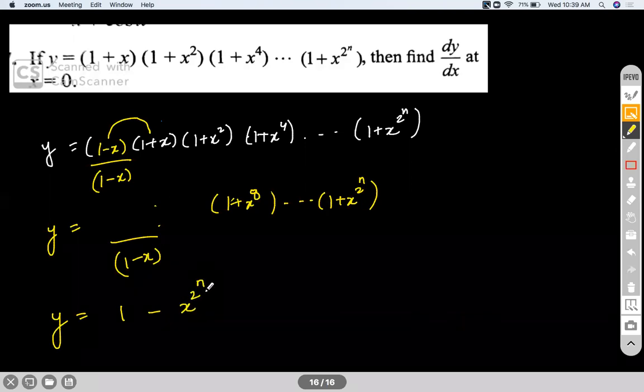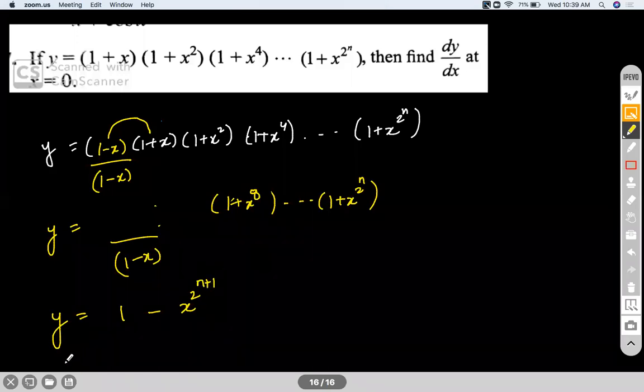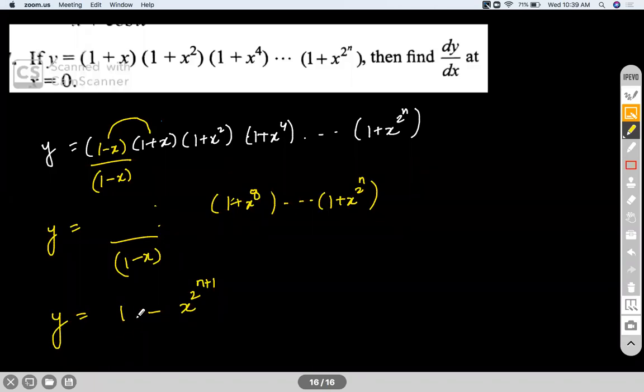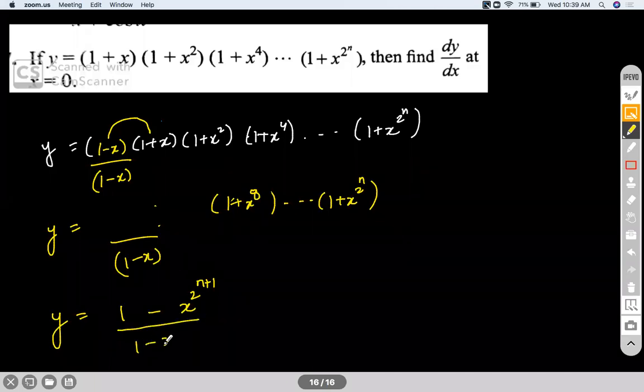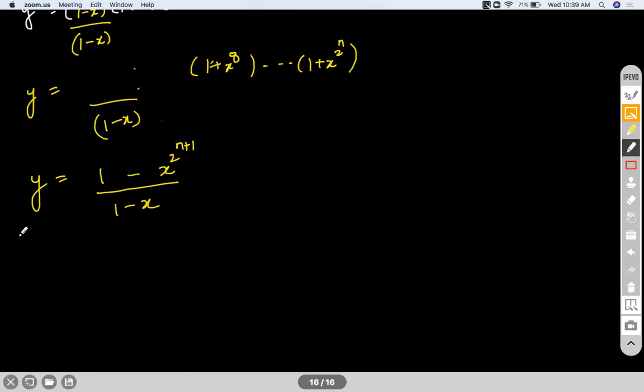N square will become this into 2, correct? So this will become n plus 1 if I'm not wrong, whole divided by 1 minus x. So ultimately, this given expression is actually this term. Now, for differentiation of this, we can use our quotient rule. Let's use our quotient rule for this.